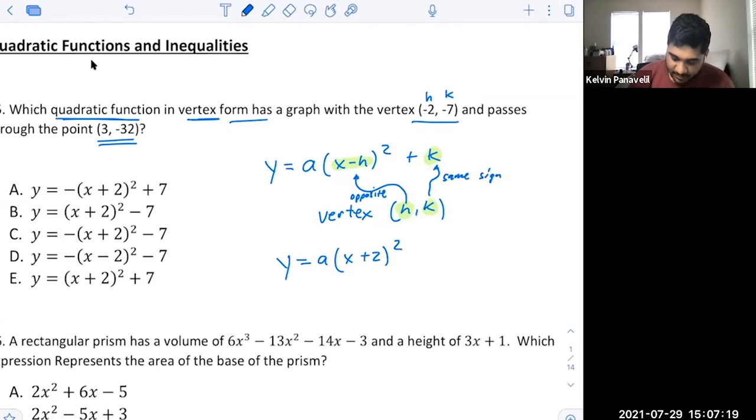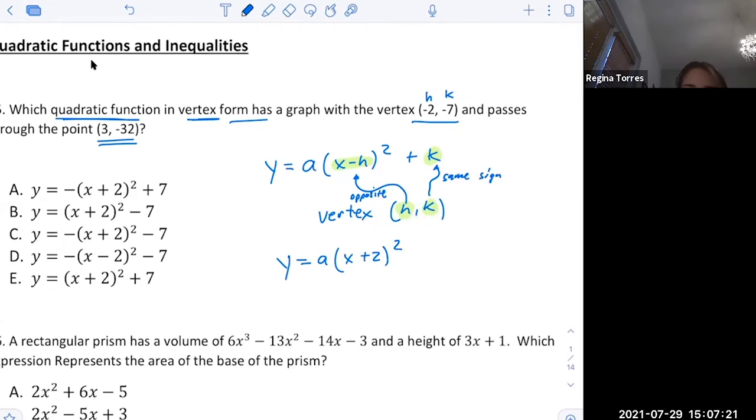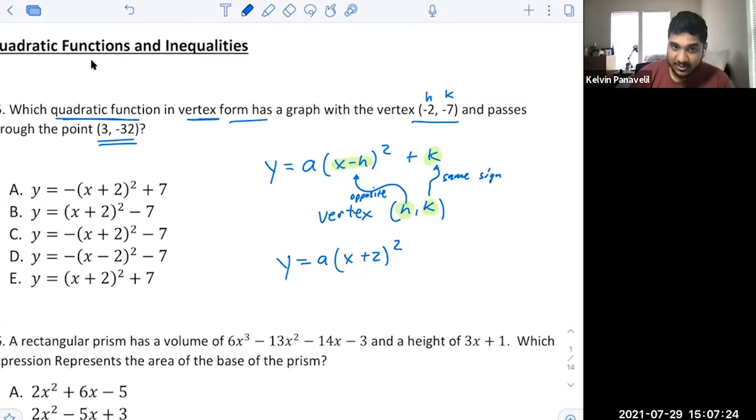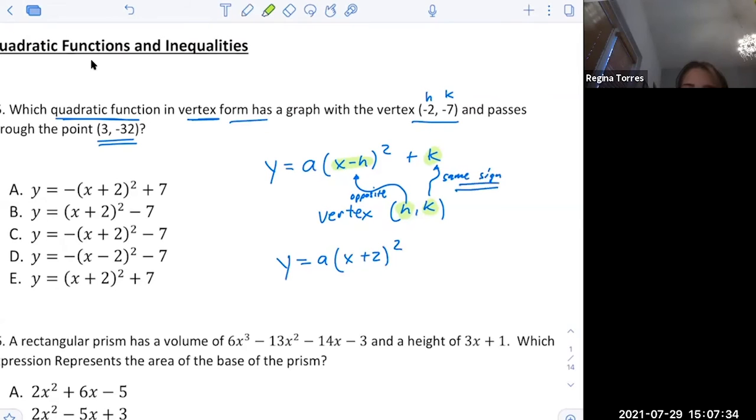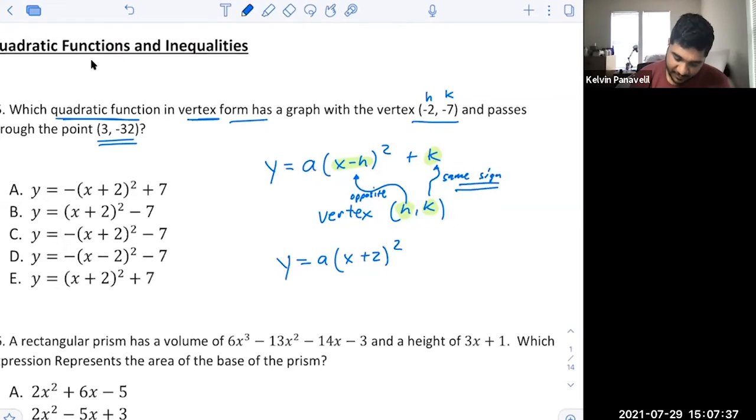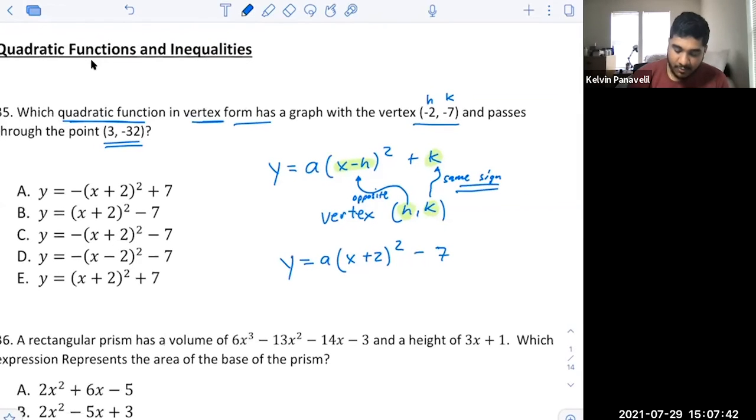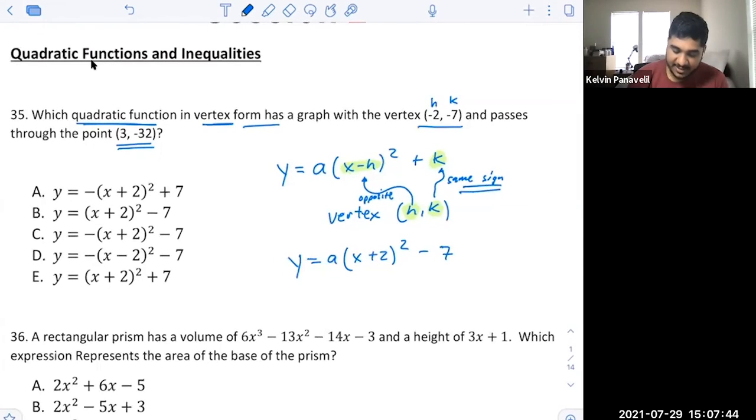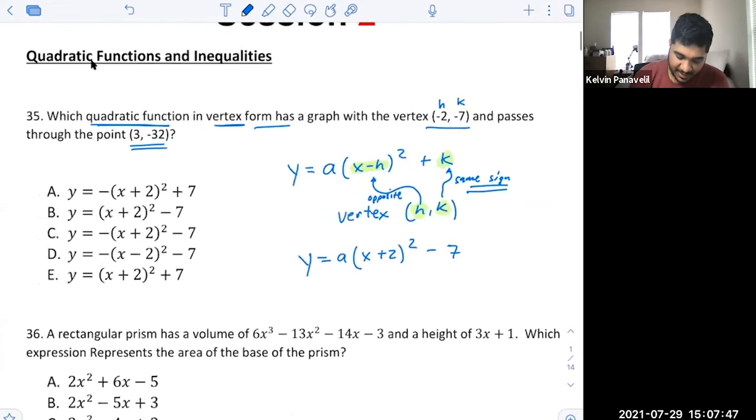And then is it going to be -7 or +7? +7. Almost. Remember, the k part is always the same sign. So what would it be? Oh, sorry, -7. Good, perfect. So just knowing that, we don't know a yet, but we know that it has to be x plus 2 squared minus 7. So we're going to automatically eliminate anything with x minus 2, so we'll eliminate d, and we'll eliminate anything with plus 7, so we know a can't be right, e can't be right.